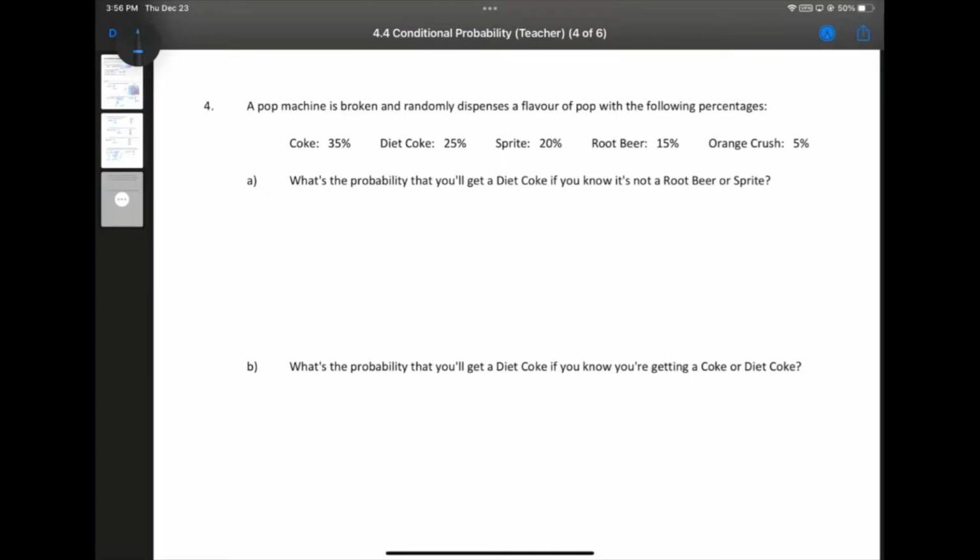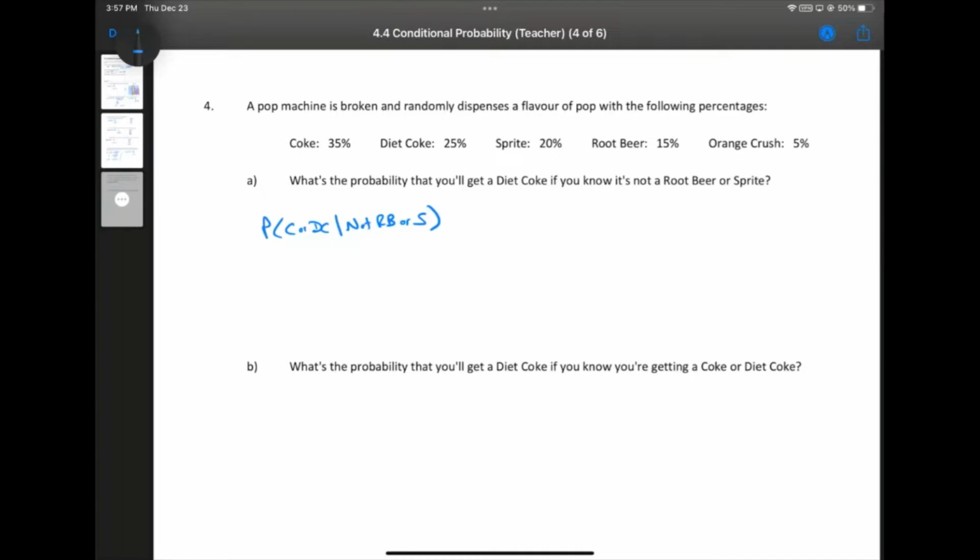Okay, so 35% of the time it dispenses Coke, 25% of the time it dispenses Diet Coke, 20% of the time it gives a Sprite, 15% root beer, and 5% Orange Crush. So what is the probability that you'll get a Diet Coke if you know it's not root beer or Sprite? So probability of Coke or Diet Coke, given that not root beer or Sprite. Is that pretty notation? Not particularly.